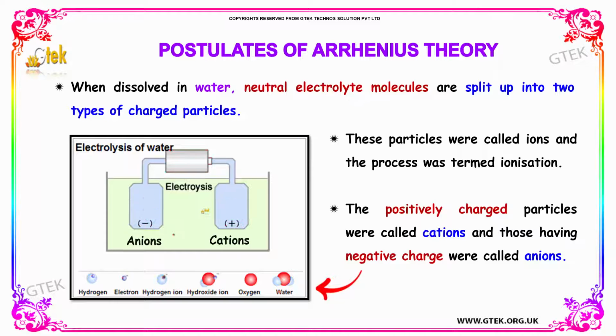Electrolyte molecules are split into two types of charged particles. These particles are called ions, and the process is termed ionization. The positively charged particles are called cations, and the negatively charged particles are called anions.